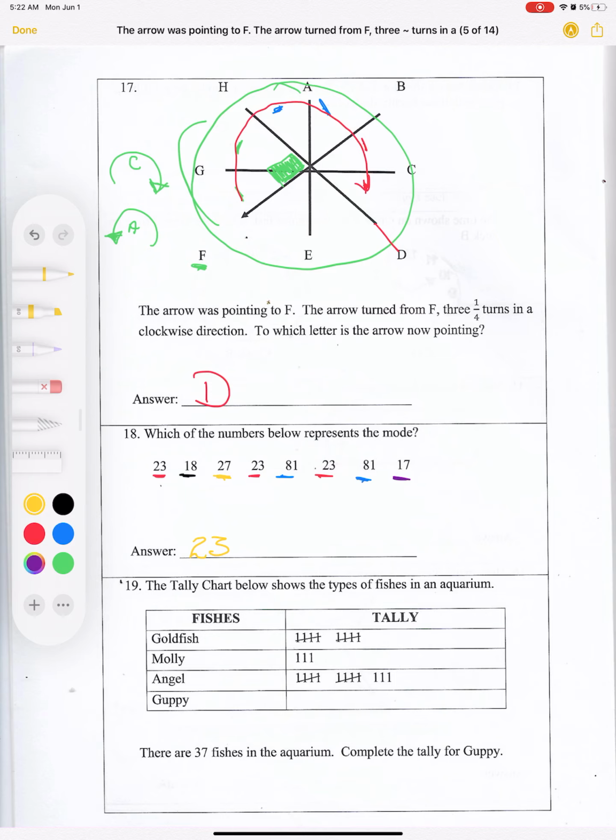So I put my answer 23. The tally chart shows the types of fishes in an aquarium. Goldfish, molly, angel, guppy. There are 37 fishes in the aquarium. Complete the tally. How many we have so far? 5, 10, 15, 20, and 6 more, 26. So 26 out of 37. So that means 37 take away 26. 7 take away 6, 1. 3 take away 2, 1. So our tally must show 11.